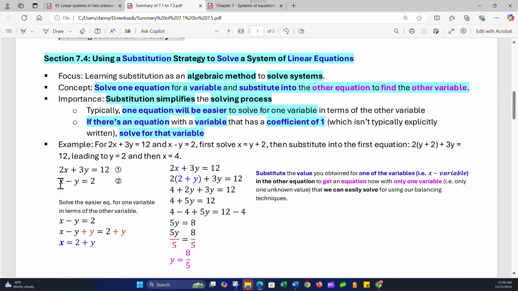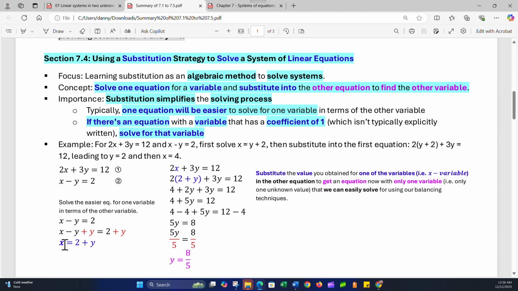Again, because it's got this coefficient of just a positive 1, I'm going to solve the easier equation for one variable in terms of the other variable. What does that mean? It means solve for x by moving the other variable to the other side, and now x equals 2 plus y. You need y to solve for x.